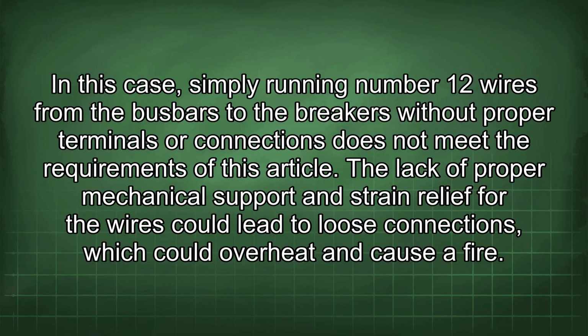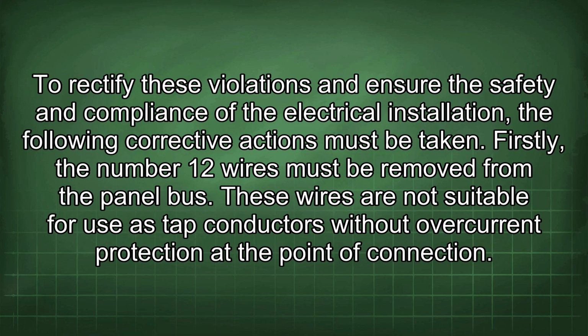and cause a fire. To rectify these violations and ensure the safety and compliance of the electrical installation, the following corrective actions must be taken. Firstly, the number 12 wires must be removed from the panel bus. These wires are not suitable for use as tap conductors without overcurrent protection at the point of connection.